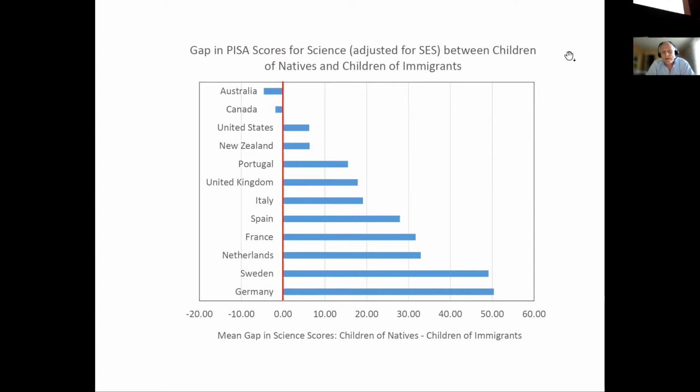And in a lot of countries down in the bottom here, you can see like Sweden, Germany, Netherlands, there's a huge gap. So the children of immigrants are not doing very well in those countries, and it's causing a huge amount of trouble there. Up at the top in Australia, Canada, you can see immigrant children do better than the layabout children of natives.